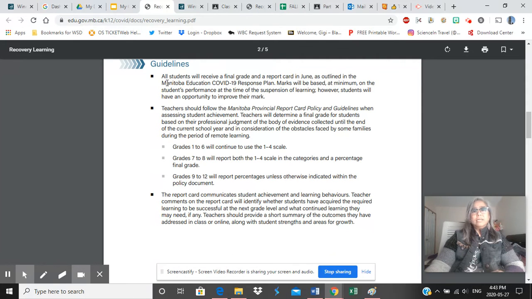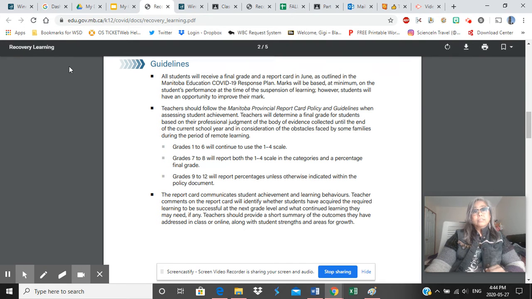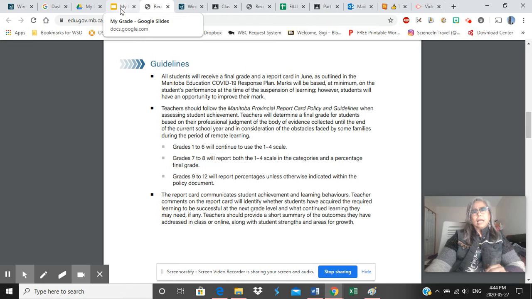So it says here, all students will receive a final grade and a report card in June as outlined in the Manitoba Education COVID-19 response plan. Marks will be based at minimum on the student's performance at the time of the suspension of learning. However, students will have an opportunity to improve their mark. So, what is that? How does that look like?